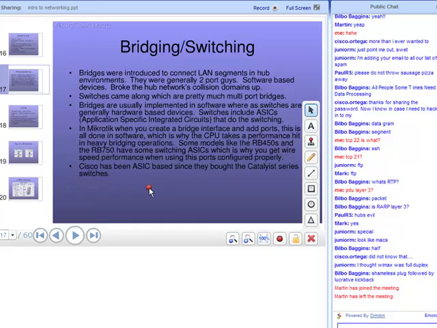So let's see, Cisco's been in the ASIC game since it bought the Catalyst series switches, and Cisco's well known for this, and I'm sure they're going to continue. Whenever they see something they want, they just go buy it. So Cisco is basically a router company. They bought the Catalyst switching line. They bought, was it Tsunami Networks, I think, for their wireless.